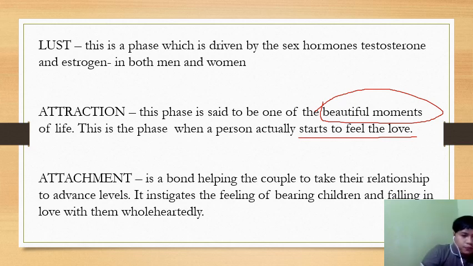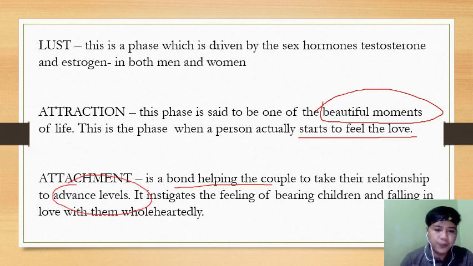However, we have here the deepest form of love, which is the attachment. Attachment is already a bond helping the couple to take their relationship to advanced levels. So it is already the last level of love. It instigates the feeling of bearing children and falling in love with them wholeheartedly.